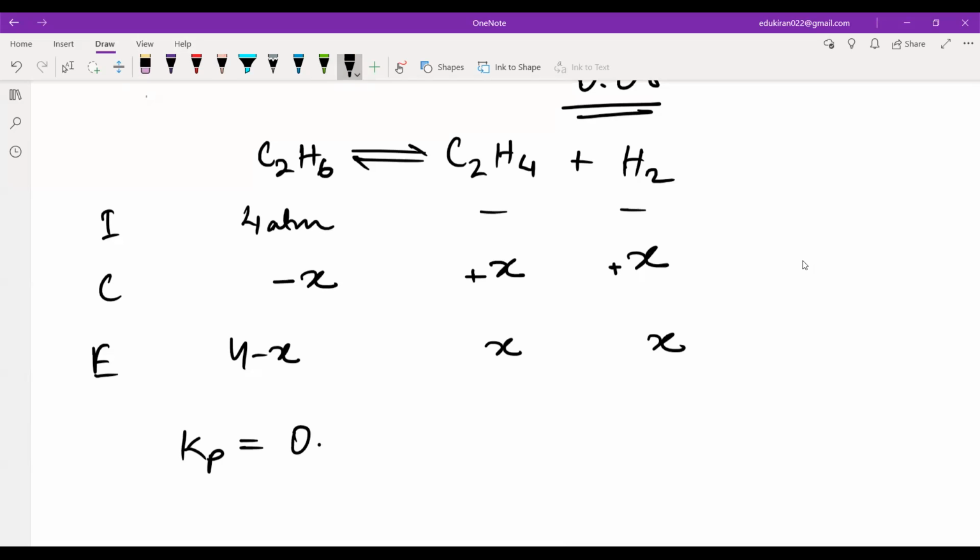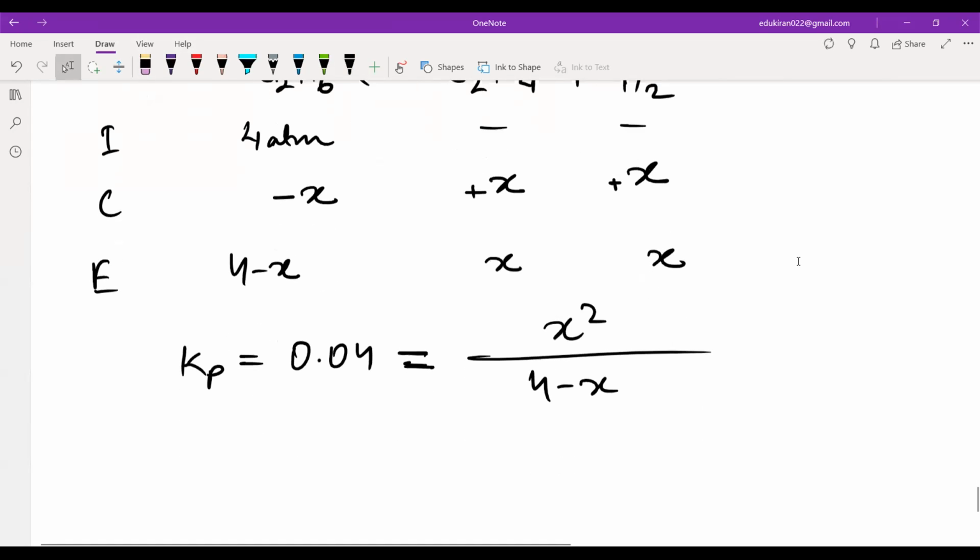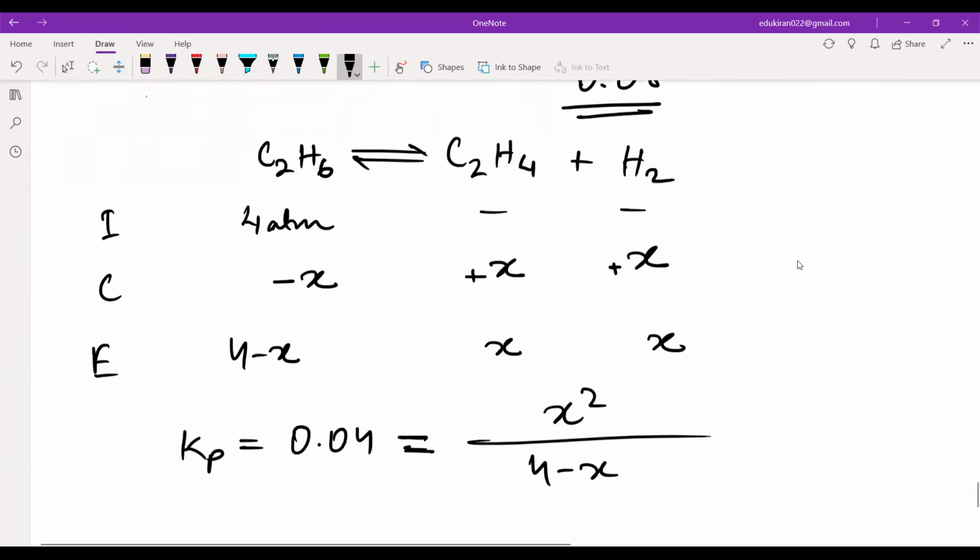This is 0.04 atm. So this will be equal to x square divided by 4 minus x. If you get the P, then you will get the equilibrium concentration. You will just plug that concentration in, right? Okay.